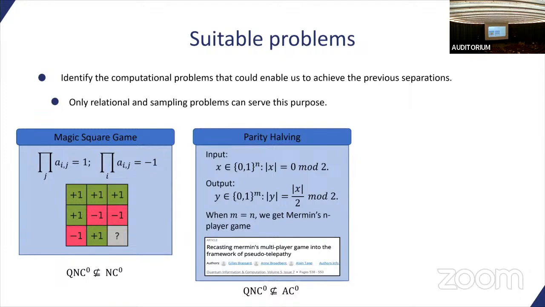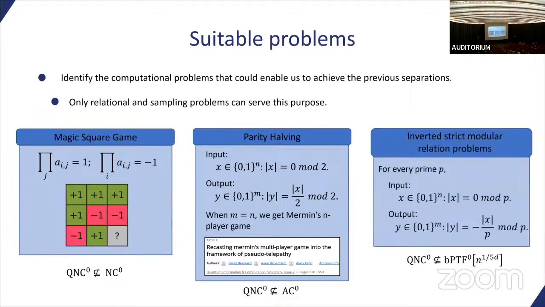And when the output string is of the same size as the input string, this is actually related to the generalized Mermin game. And what we did here is that we generalized the previous set of problems to arbitrary primes. And we call them the inverted strict relation problems, where we get an input string x which is modulo P congruent with 0. And the output string has to be modulo P congruent with x minus x divided by P.